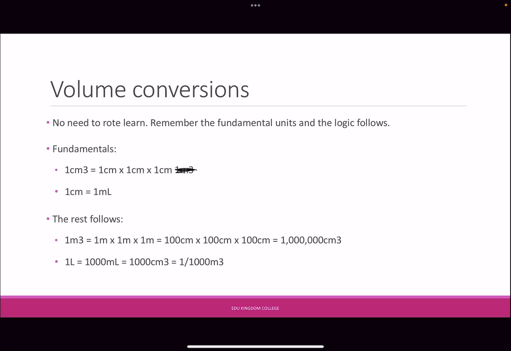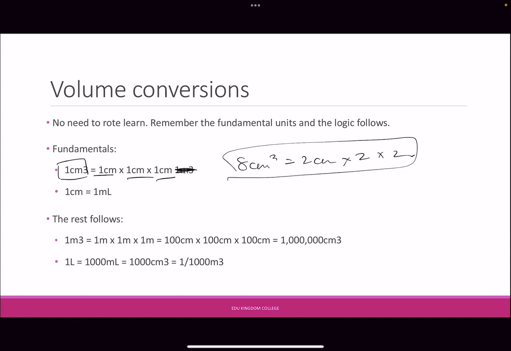So let's get into the fundamentals. We know that 1 centimeter cubed is 1 centimeter by 1 centimeter by 1 centimeter. In the same way, 8 centimeters cubed is going to be 2 centimeters by 2 by 2, and 27 is going to be 3 by 3 by 3. Now, when we have these units and we want to convert to liters or milliliters, what we need to keep in mind is that 1 centimeter cubed equals 1 milliliter. Those are our fundamental units. Now, the rest follows.